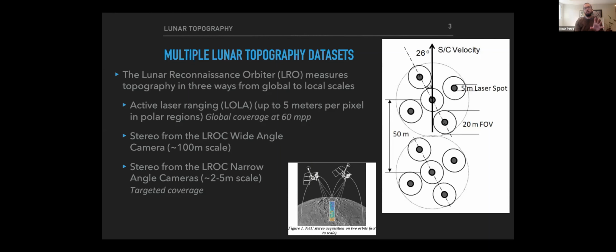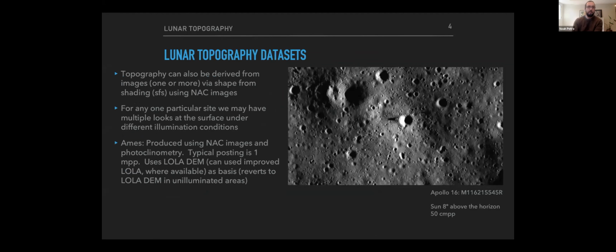These targeted small scale topographic products really become the meat and potatoes of understanding topographic variation for equatorial regions that many missions hopefully will be utilizing in their exploration of the moon.